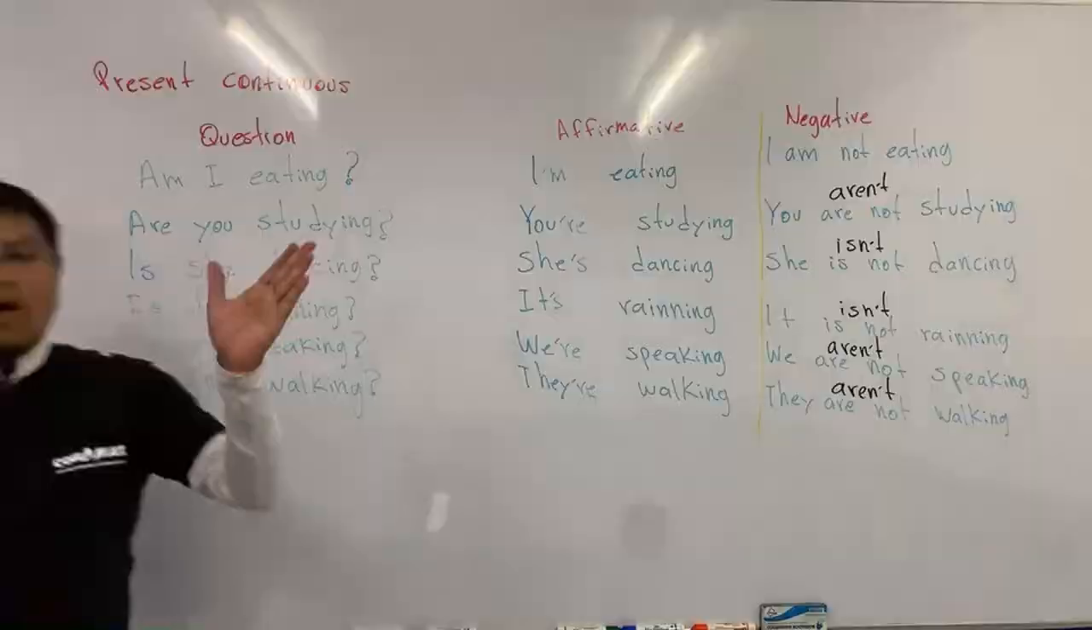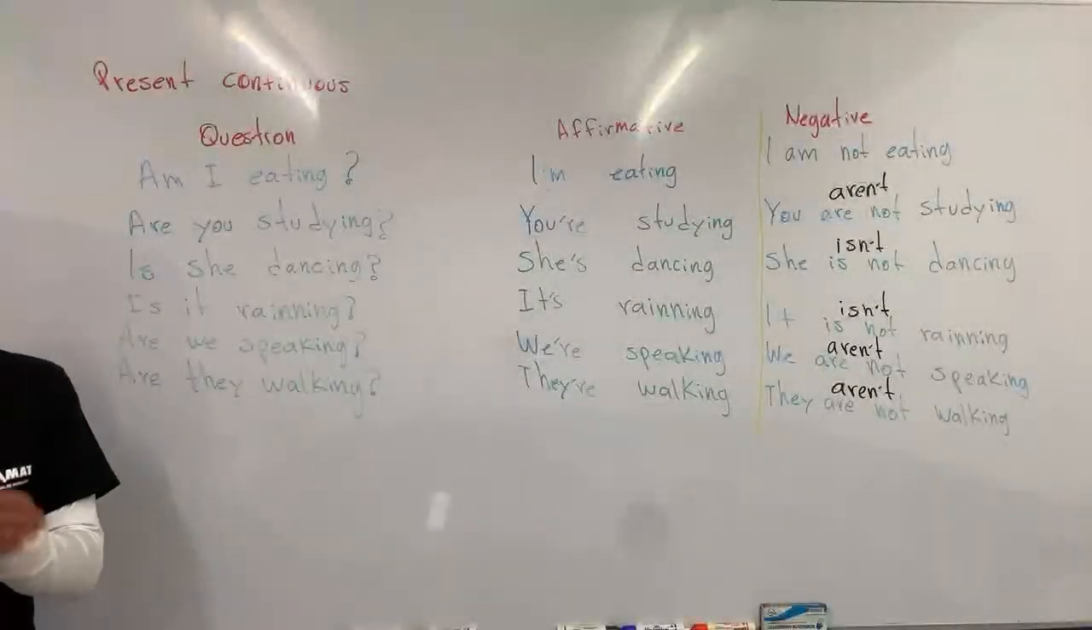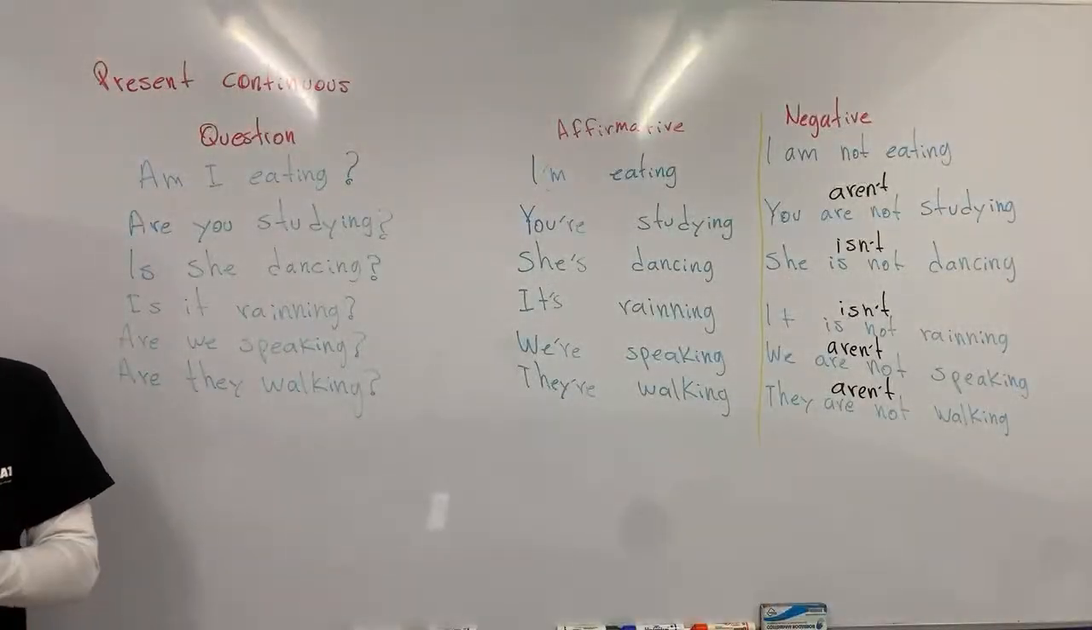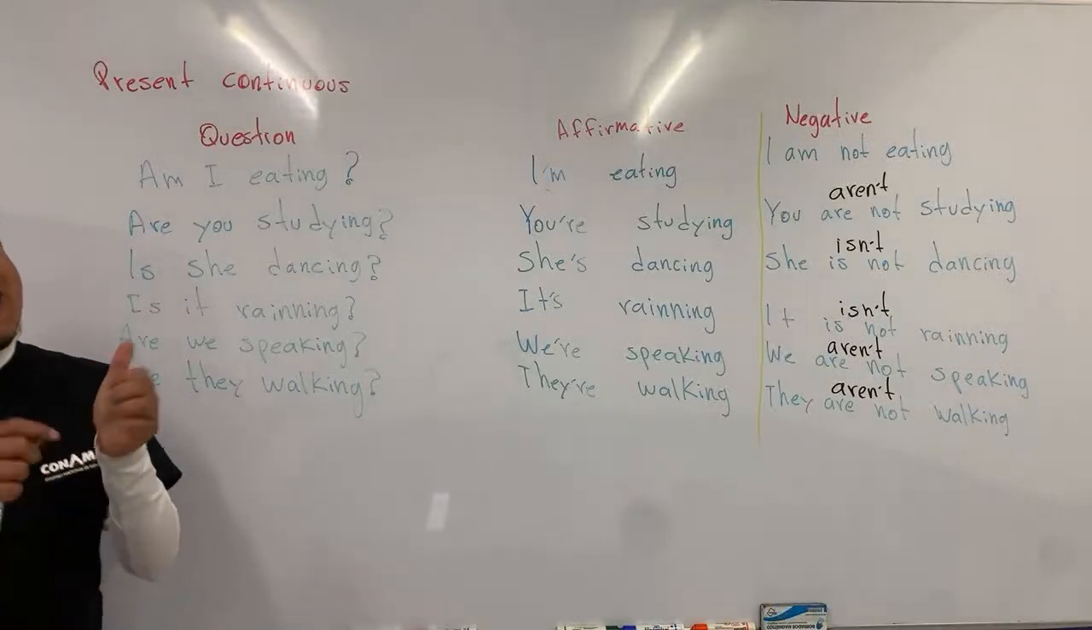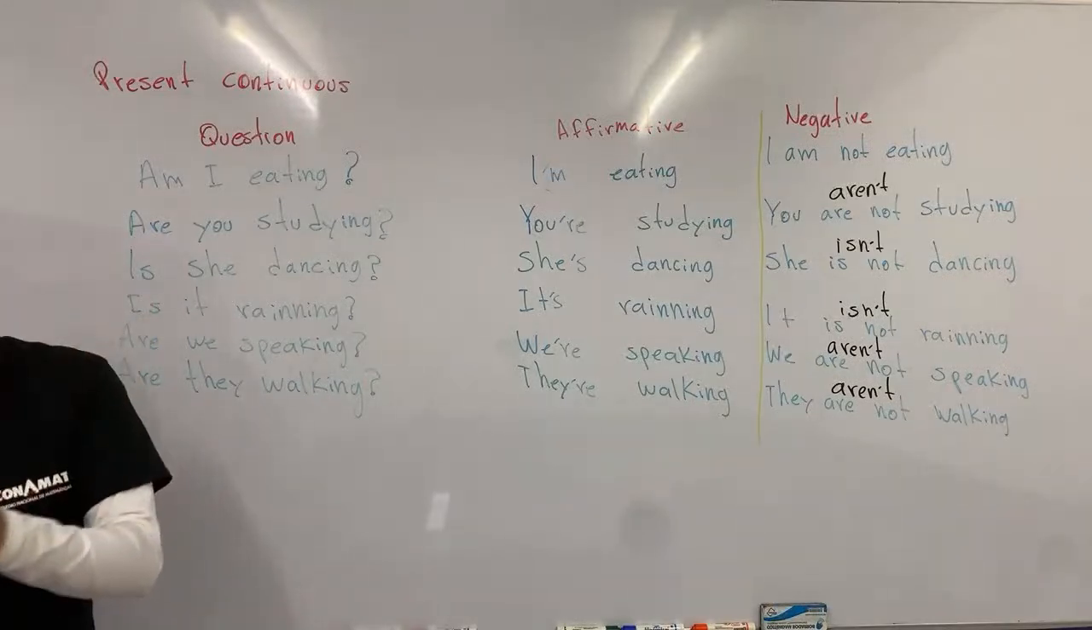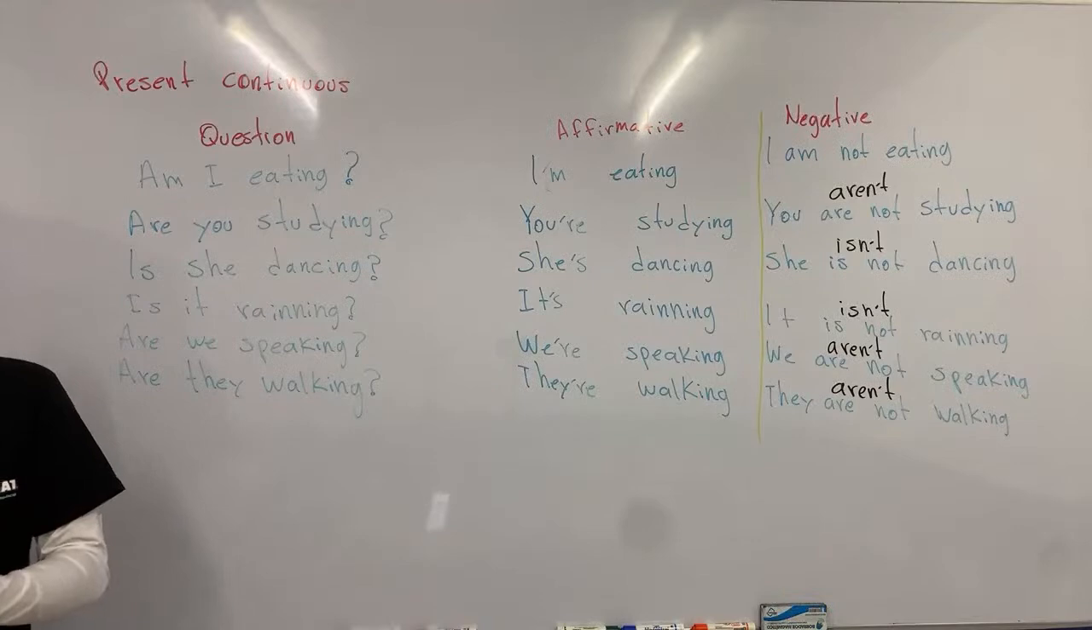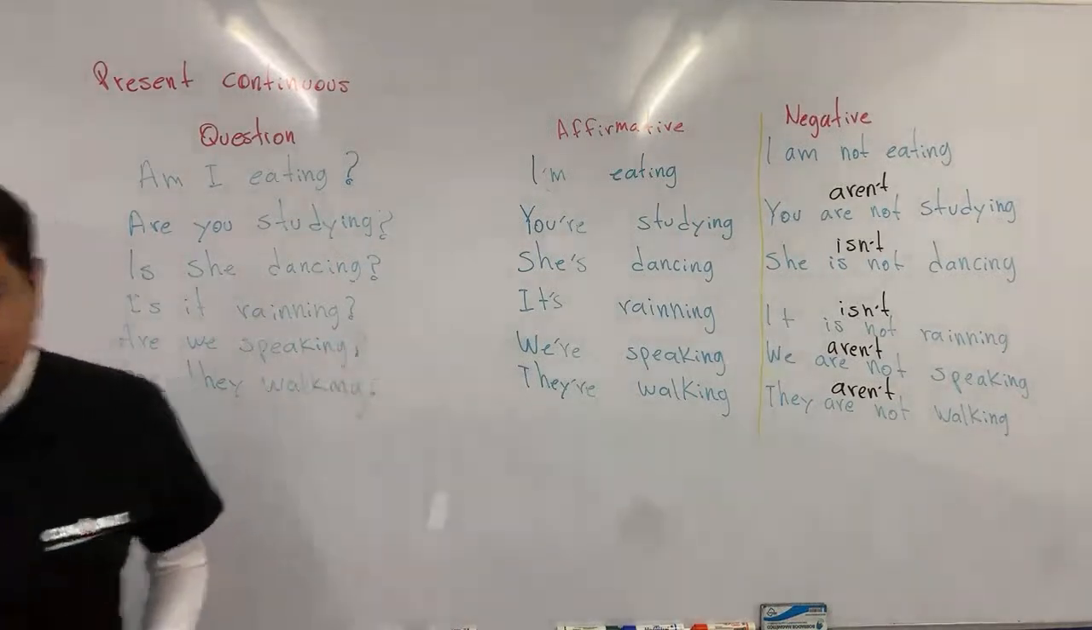Now, how to form the present participle? Now, the form of the present participle, ing, there are some rules that you have to follow. Now, check, I'm gonna delete all this.